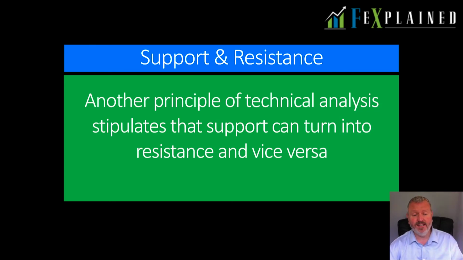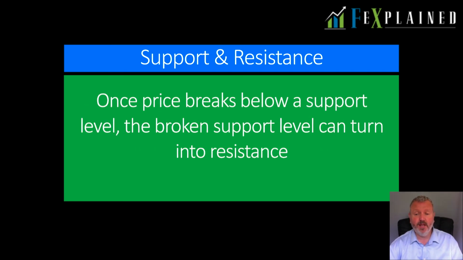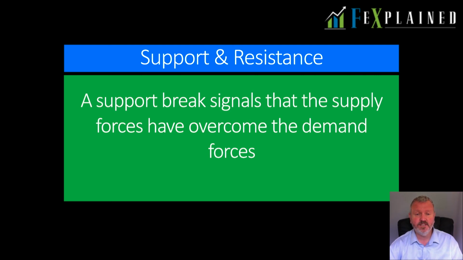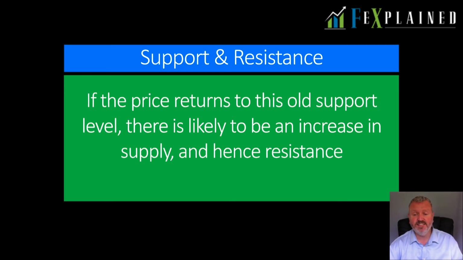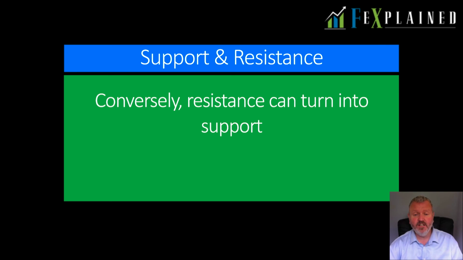Another principle of technical analysis stipulates that support can turn into resistance, and vice versa, resistance can turn into support. Once price breaks below, for example, a support level, the broken support level can often then turn into resistance. A support break signals that supply forces have overcome the demand forces. If the price returns to this old support level, there is likely to be an increase in supply and therefore resistance. And then conversely, resistance can turn into support.